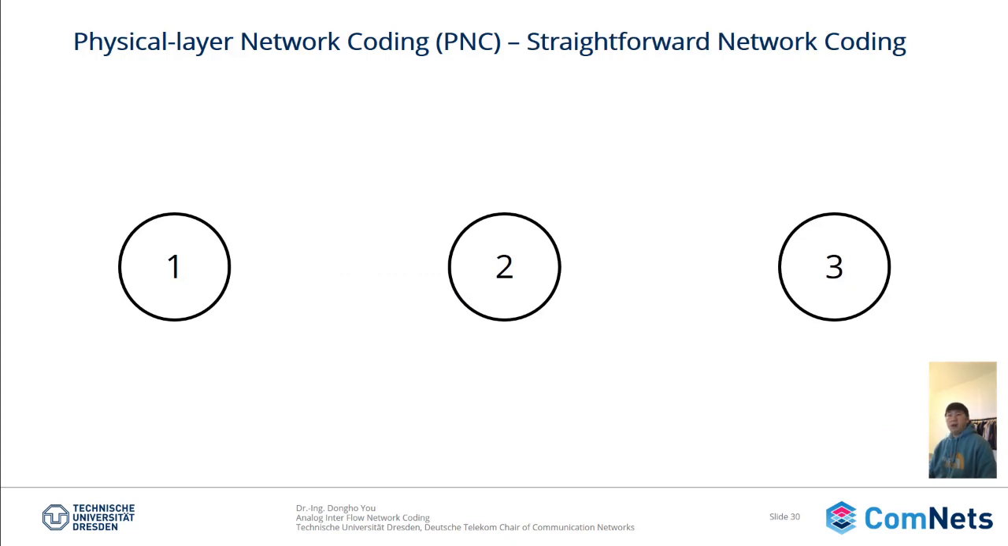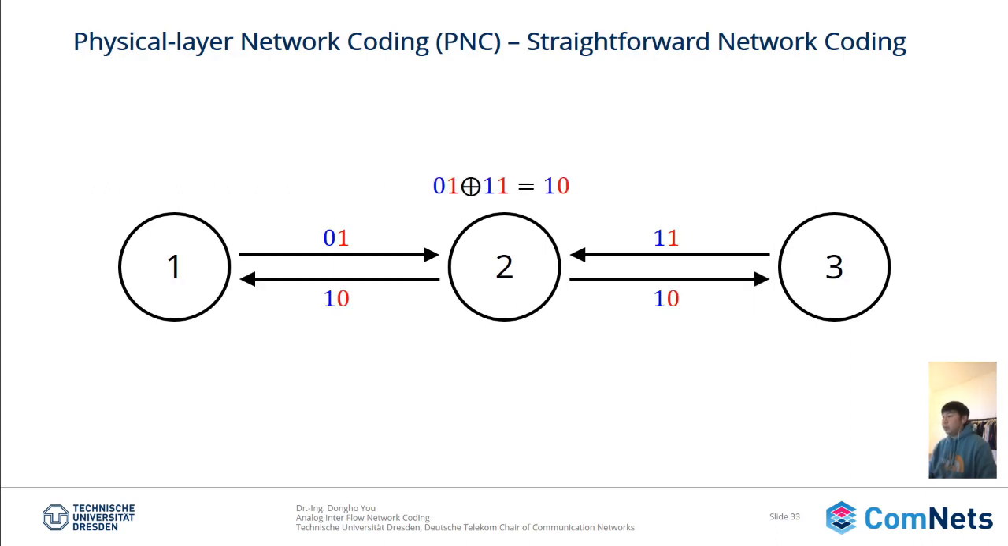Then let's go back to the example of the straightforward network coding. In the first time slot, node 1 transmits binary 0, 1. Let's assume that. Then node 3 transmits binary 1, 1 in the second time slot. Then node 2 does the XOR operation and relays back 1, 0 in binary. So node 1 and node 3 can extract their desired bits using the XOR operation. It's very simple.